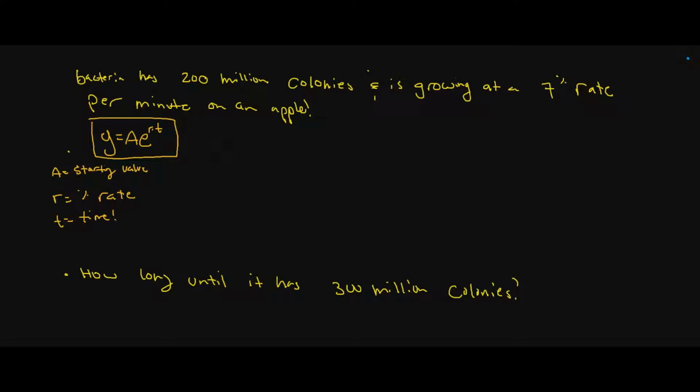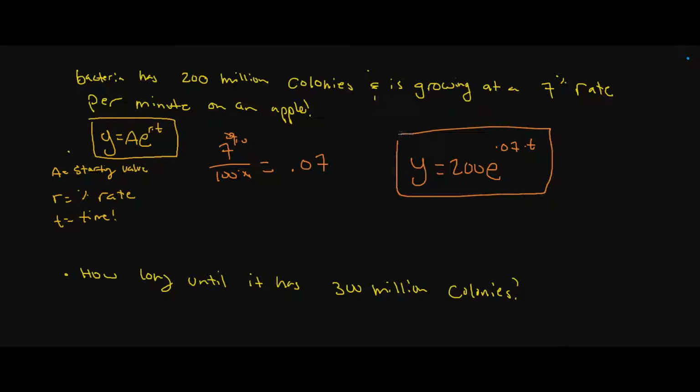So let us get started. Well, we just kind of plug and chug. First of all, let's get our rate. Our rate is 7%. We need to convert that to a decimal, so we just divide by 100%. It's kind of like the percentages cancel out, and we're left with 0.07. Now that we have that, we just write our equation. Y is equal to, my starting value is 200 million, e to the 0.07 times t. And that's literally it, my equation. I don't have to do anything fancy. I just got to divide the rate and plug it in.